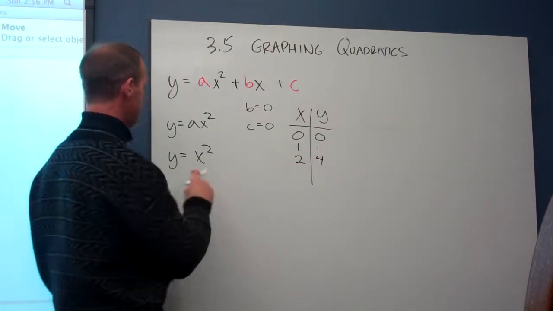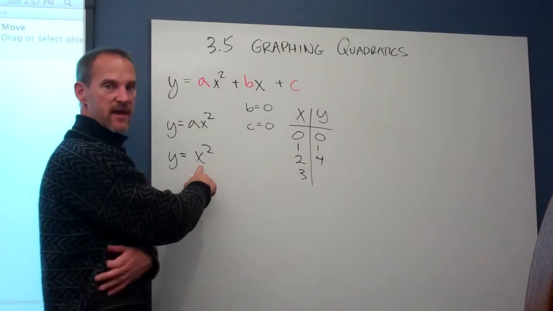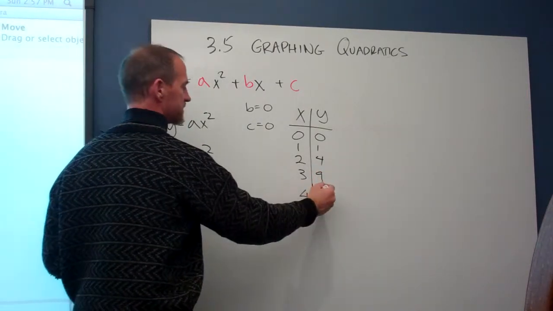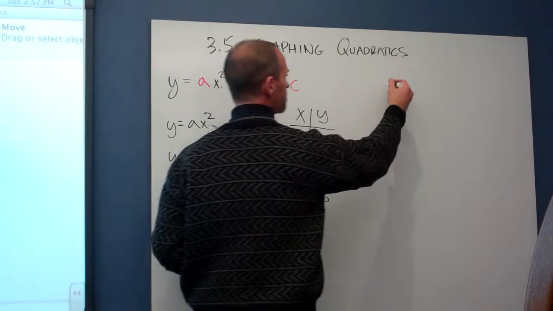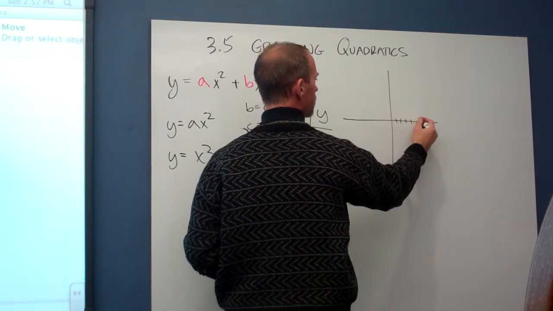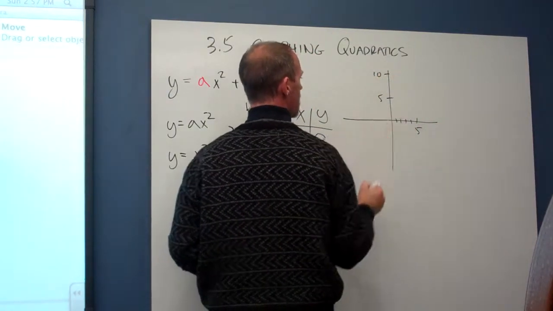And we're going to just plot a lot of points. You can get ahead of me if you want. Pause me. 3. If I plug in 3, what do I get? I get 9. And finally, if I plug in 4, I'll get 16. Well, if I go to plot these points on a graph, and there's 1, 2, 3, 4, there's 5, and there's 10.